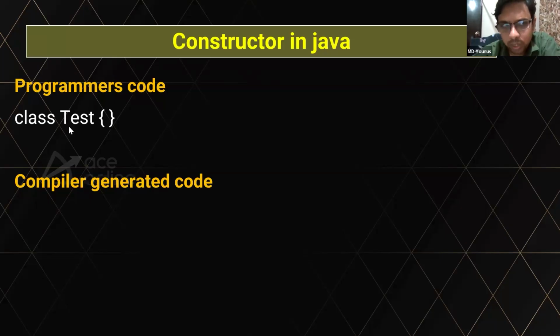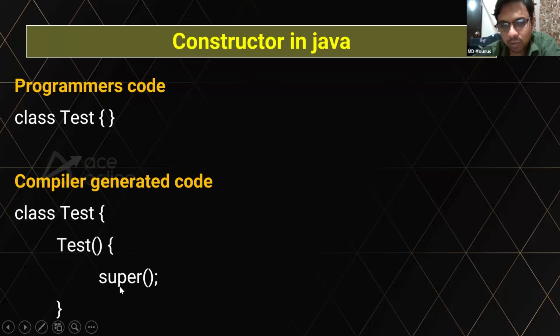So the compiler generated code will add that statement to call the parent class constructor. To invoke that parent class constructor, we have a special keyword called super. So your compiler generated code will look like this. Even though we are not talking about inheritance, it is important to know now because in a constructor, the very first line will be calling the parent class constructor. So remember, this super is not calling a test constructor. It is calling the object class constructor actually.